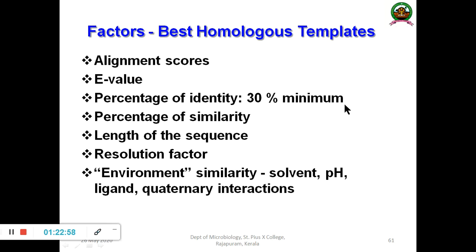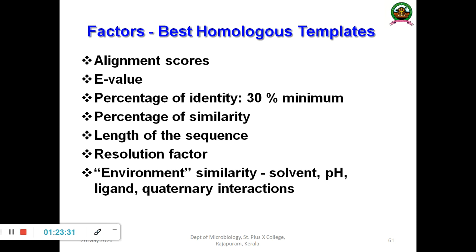And the maximum can go up to 99. When the percentage of identity increases, you will be able to get an accurate quality model. When the percentage of identity increases, the quality of your theoretical model increases. Minimum is 30, maximum is till it can reach 99. If anybody is able to get a sequence with 99% identity with your query protein, then you will have almost a similar structure to that query protein. Actually, there is no more highly accurate structure. So depending upon that, you can look.